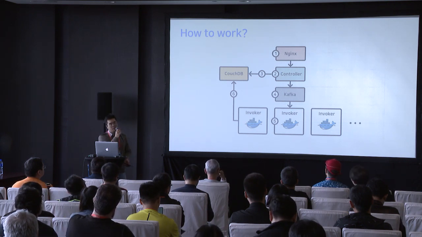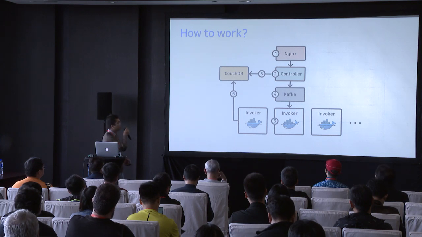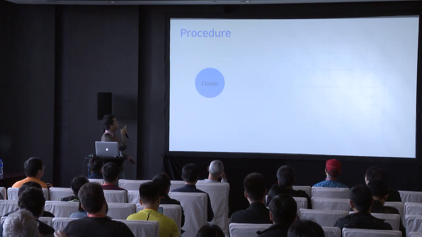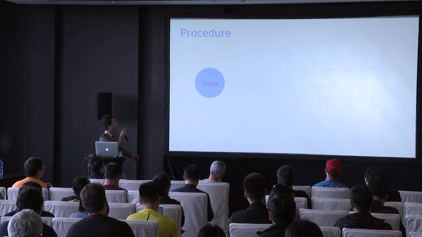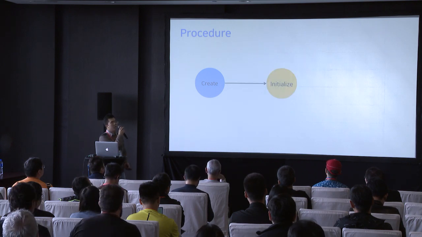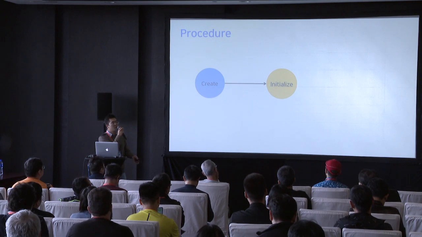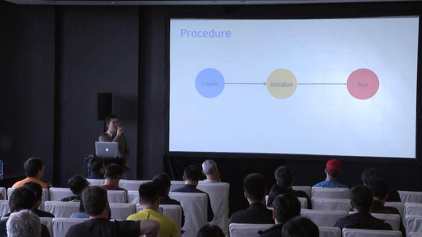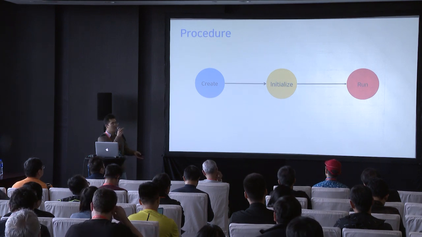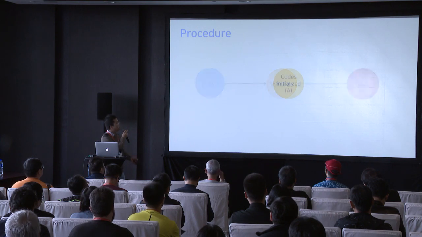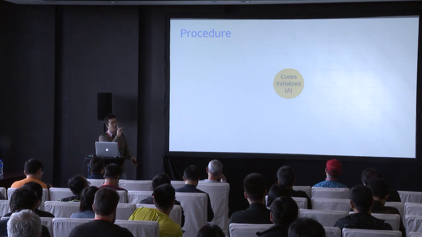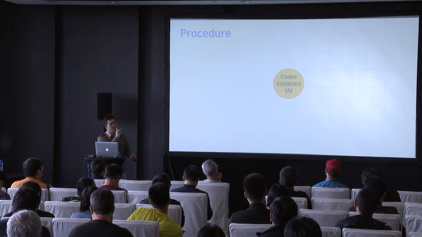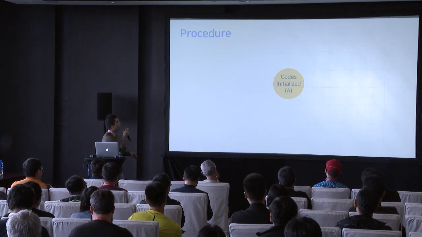So what's the procedure of a Docker container to process the action's invocation request? First, we need to create a container. And second, we need to initialize the container with the action code. It will inject the action code into that container. And finally, we can execute that action code inside the container. And one thing to be mentioned is that if a container is already injected with some action code, for security reasons, each action needs to be isolated from other actions.